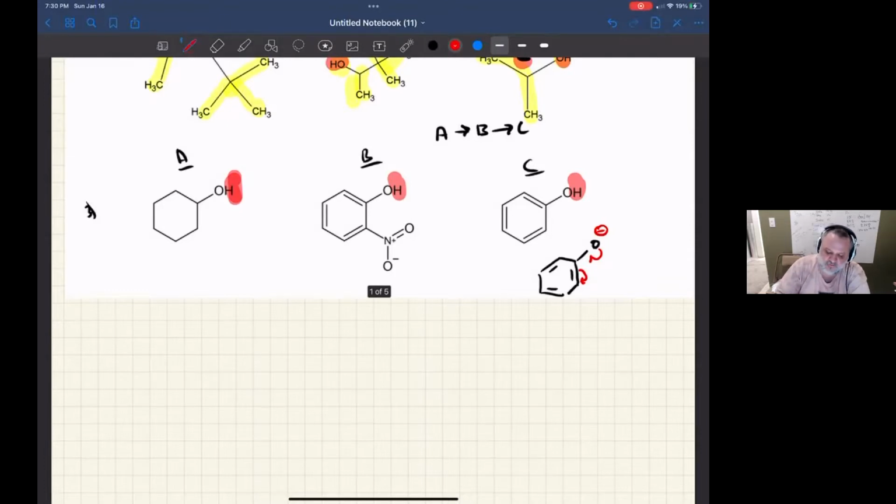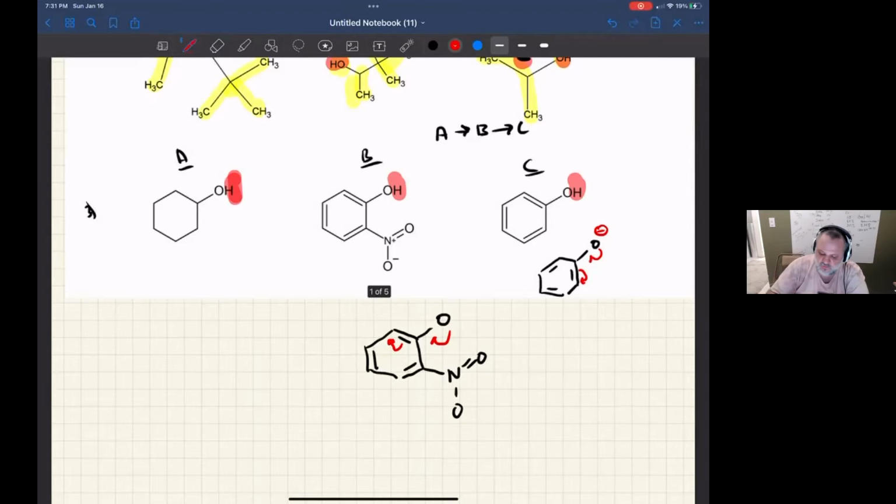And so let's see if there's additional resonance. I think that at the very least, we can convince ourselves that it has all of the same resonance opportunities that the phenol has. So I can still show the negative charge delocalizing all around the ring.